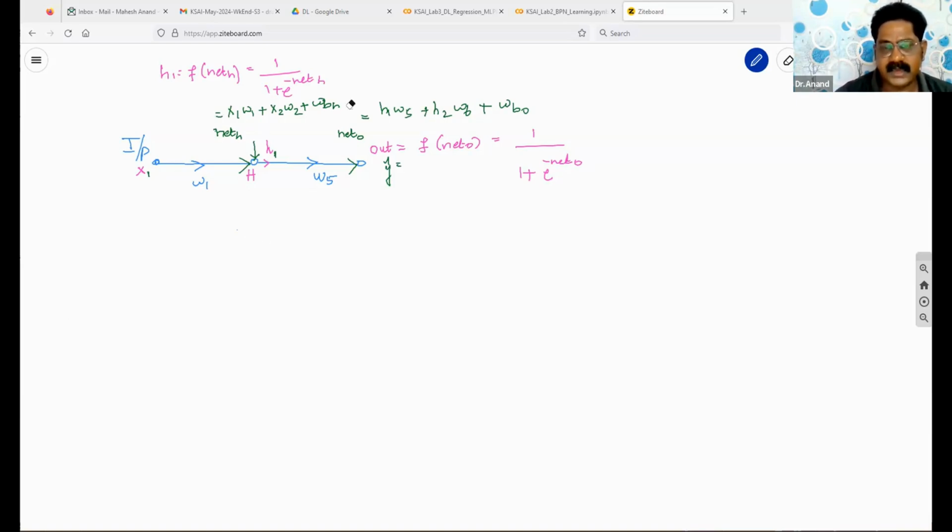Whatever terminologies and notations I have used to represent x1, w1, net h, and output at the hidden node, we call this h1, and that goes via w5. Not only h1 goes with w5, h2 also comes with w6 along with the bias. Let me call the bias weight w suffix bo. Similarly, the bias at the hidden node I call w suffix b at the hidden. This is w suffix b at the out.